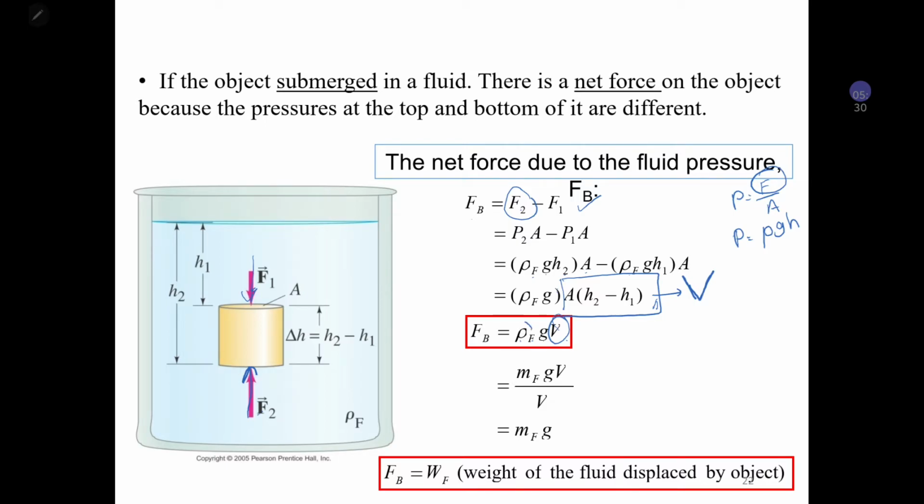Ataupun kalau nak pecahkan lagi, rho adalah density. Density divide mass divide by volume. Okay, so masukkan dalam sini, V ni boleh potong. So buoyant force juga kita boleh tulis sebagai mg, ataupun G ni adalah sama dengan weight. So buoyant force tu kita boleh calculate adalah sama dengan weight of the fluid displaced by the object. Okay.